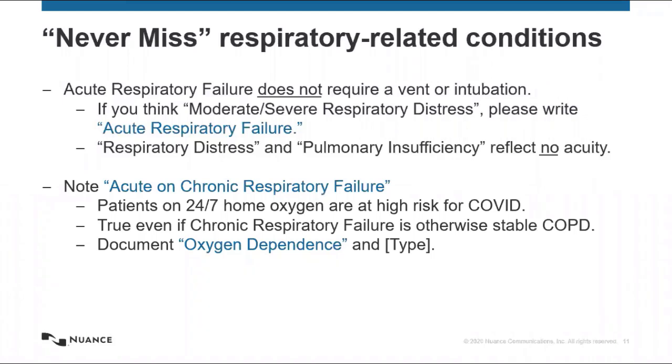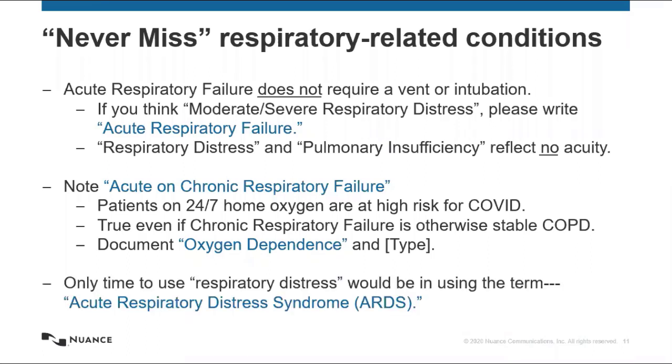Oftentimes, we're going to have patients who have acute on chronic respiratory failure. Any patient in chronic respiratory failure is a patient who was on 24/7 home oxygen. These patients are at high risk for COVID. This is true even if that COPD was stable. When you document chronic respiratory failure, please put down oxygen dependence and the type, even if it's just nasal cannula. The only time you should be using the term respiratory distress is if it's very mild, or if you're using it in the term acute respiratory distress syndrome.